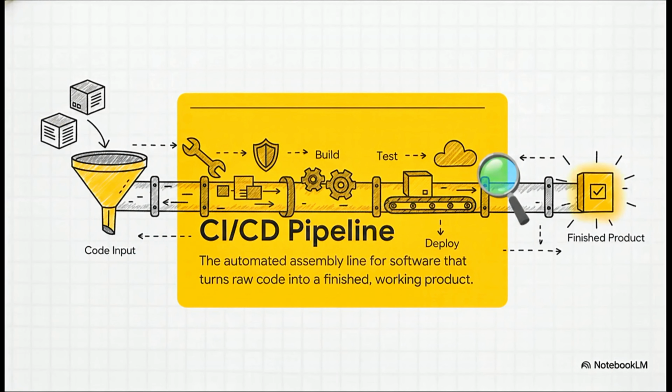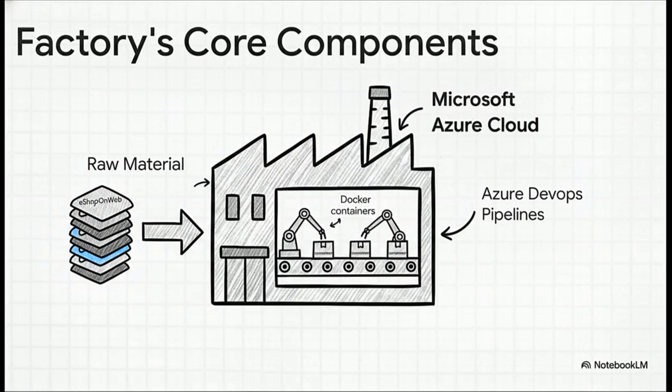So the absolute heart of our factory is something called a CI/CD pipeline. Just think of it as the main assembly line. It's a completely automated system designed to take the raw materials, that's the code, and move it through every single stage of production until a finished, working product rolls out the other end with basically zero human hands touching it along the way.